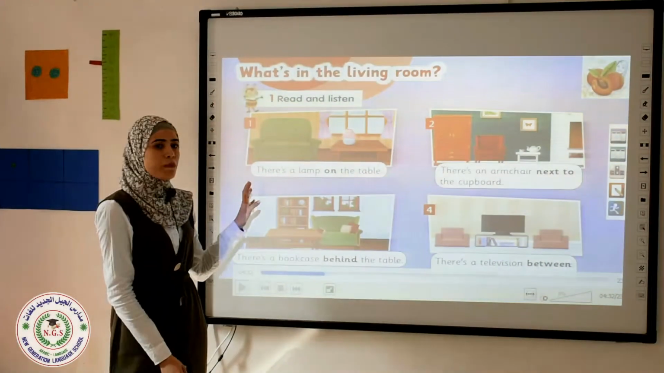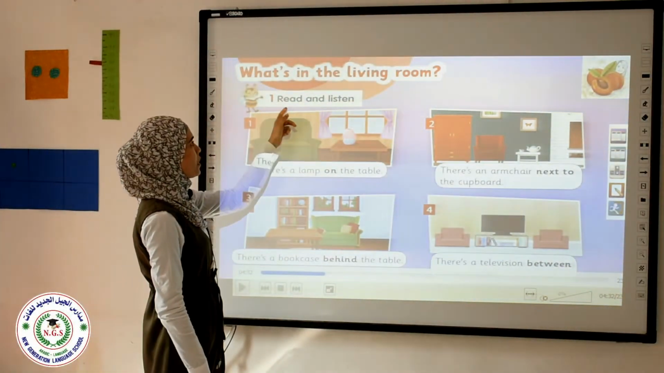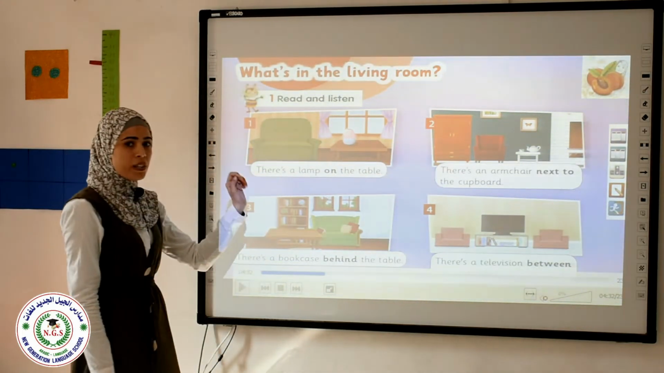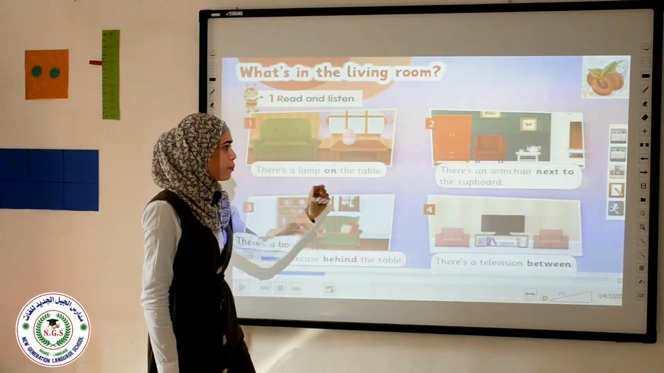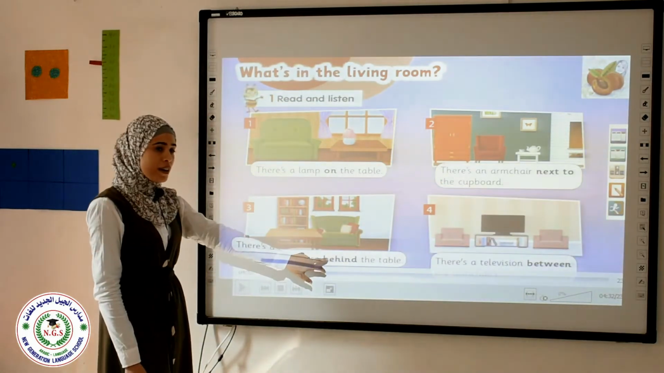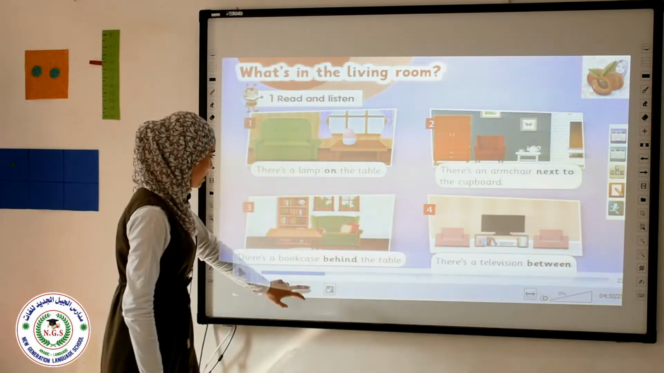Now we are on page 60. We have here exercise 1, read and listen. Look at the 4 pictures. The 4 pictures have 4 prepositions. Number 1 we have on. Number 2 next to. Number 3 we have behind. And the last one is preposition between. Okay?